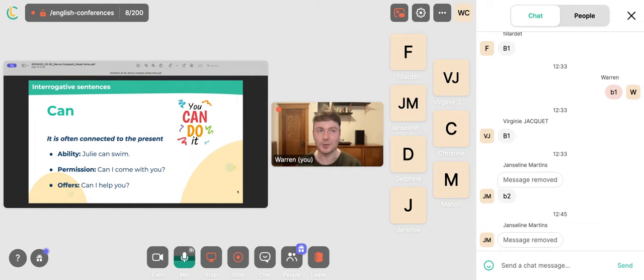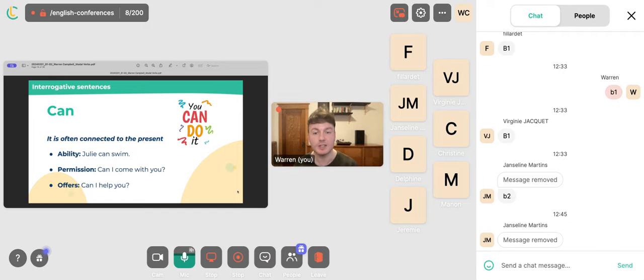The easy one, or the most commonly used one, I guess, can. Used for many things, many things, okay? And as we can see here, you can use it to express ability, permission, and offers, to offer something. Now, can is often connected to the present. We usually use this when we're talking about the present or using a present tense of some degree.